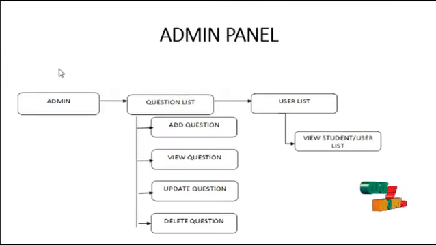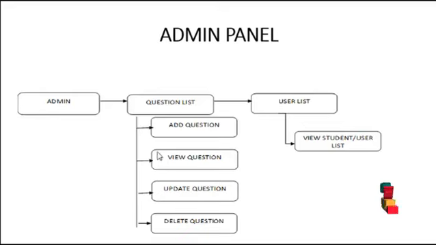Now we see the admin panel flow diagram. First of all, the admin panel. In the admin panel we have a default user ID and password for security reasons. Then we go to the main page of the admin panel. We have two options: one is the question list, and another is the user list.